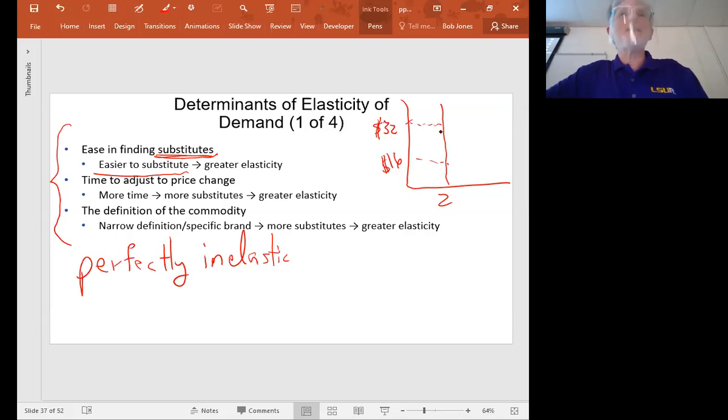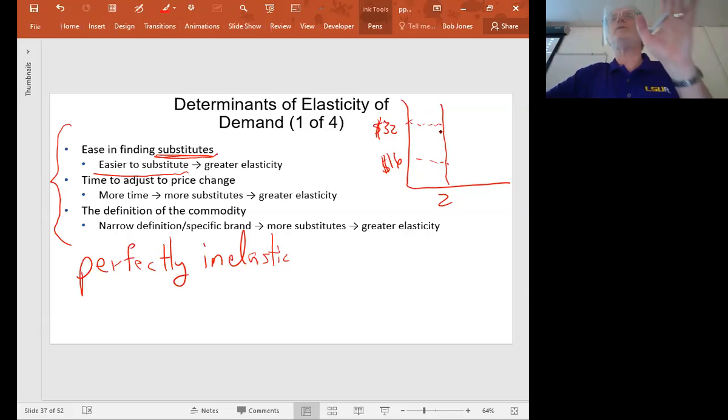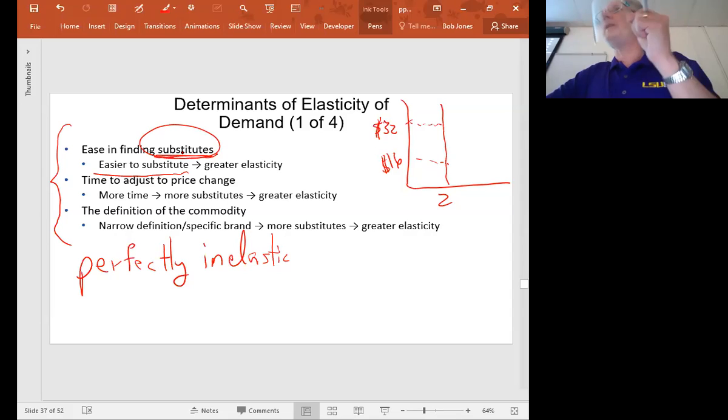It doesn't guarantee that they're going to be able to survive. Anyway, elasticity is very useful in helping us understand pricing decisions by firms. And the number of substitutes and how good the substitutes are is a critical factor.